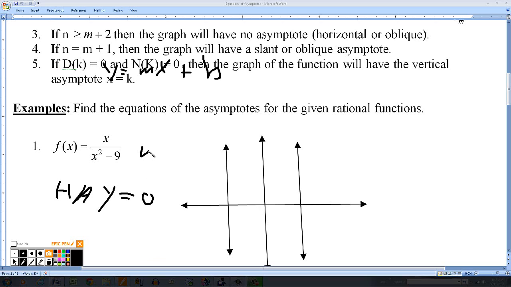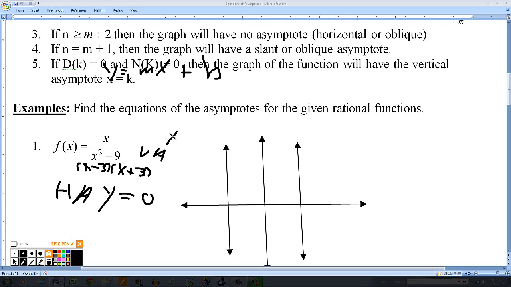Now, for the vertical asymptote, so what did we say? The vertical asymptote will come from numbers that make the denominator 0, but not the numerator. So look at the denominator, it's x squared minus 9. So this factors into x minus 3 and x plus 3. So the numbers that make it 0, that is the zeros of the denominator, x equal to 3 and x equal to negative 3. Those numbers do not make the numerator 0.